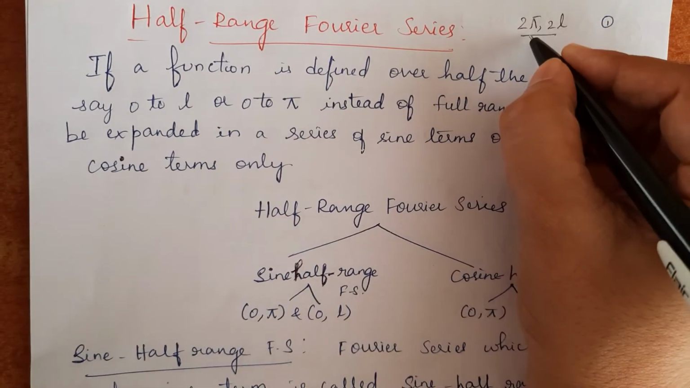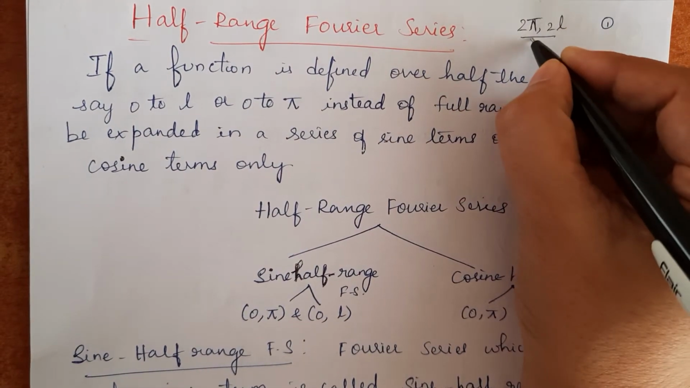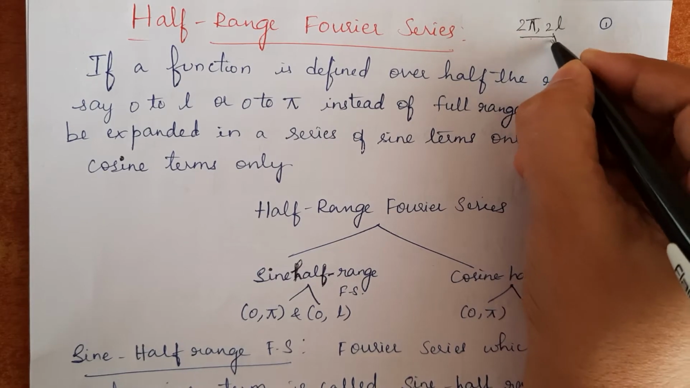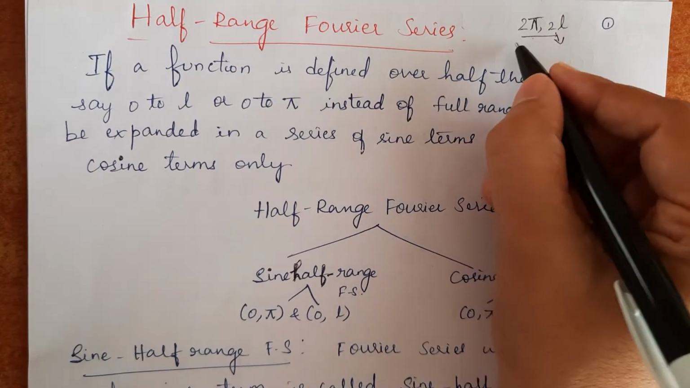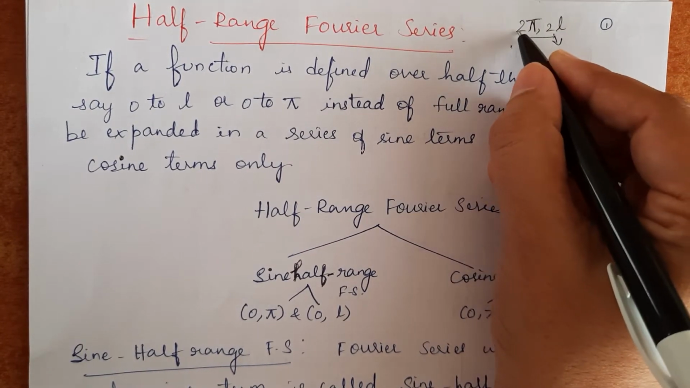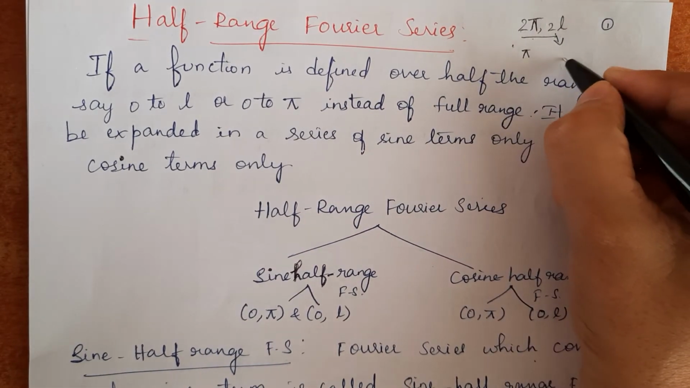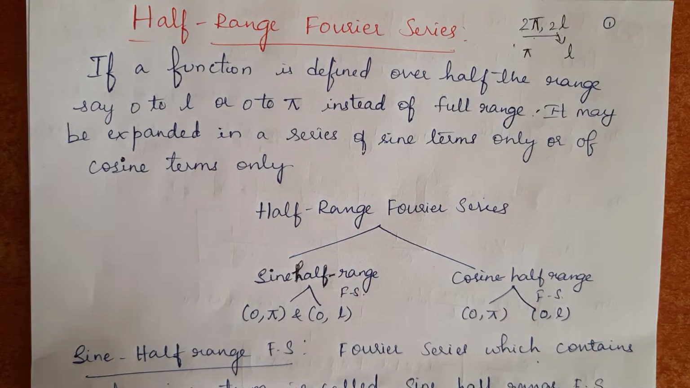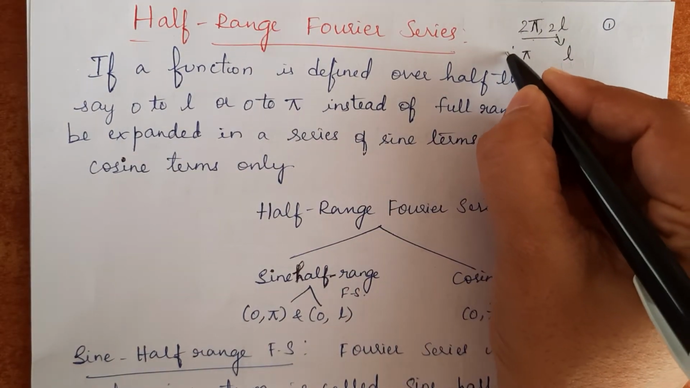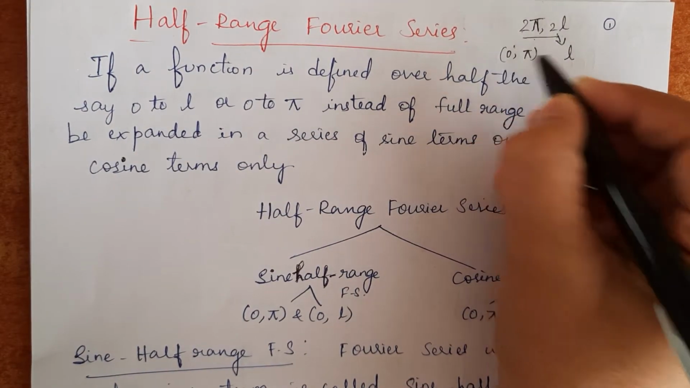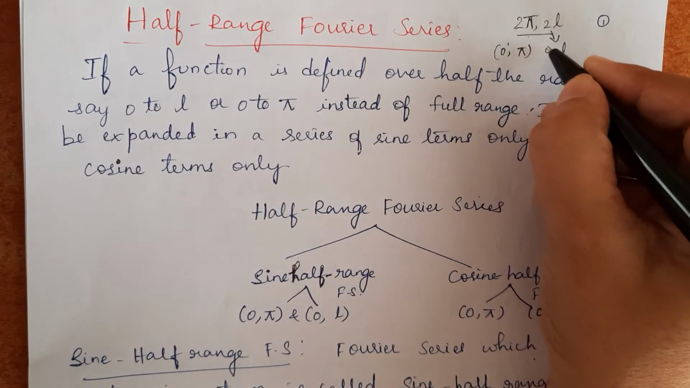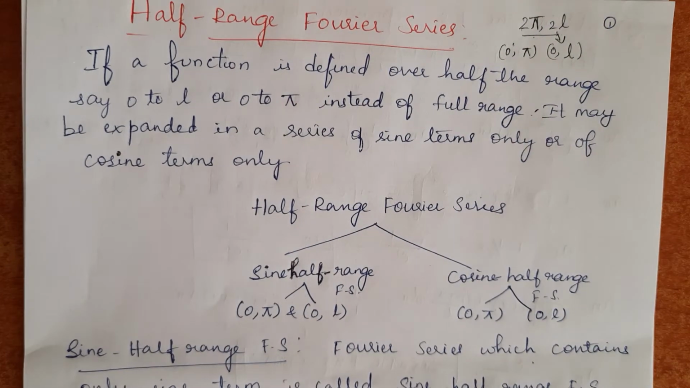For example, we have seen the interval 2 pi and the arbitrary period 2l. So here half of this interval is nothing but pi and half of this interval is nothing but L. So we will discuss half range Fourier series in the interval 0 to pi and half range Fourier series in the interval 0 to L.